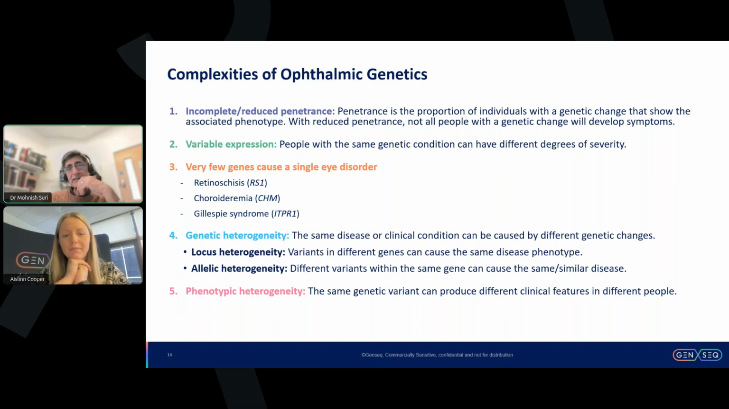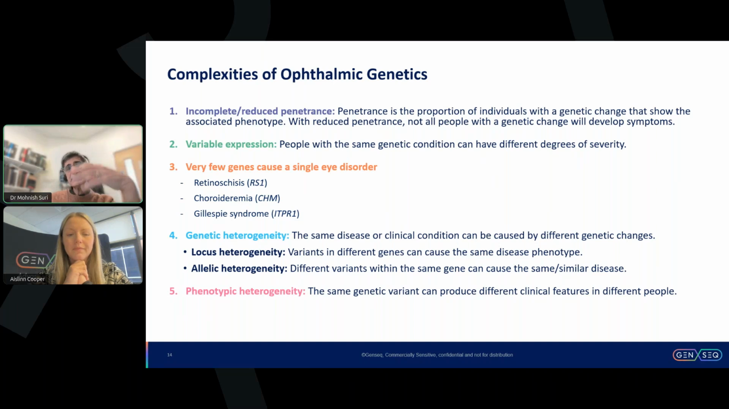The second concept is expression, or variable expression. What that means is that you can have people with the same variant manifesting phenotypes that are slightly different. Perhaps a very good example is neurofibromatosis type 1, which I'm sure you're all aware of. You might have one person with neurofibromatosis with lots of brown patches, cafe au lait patches over their skin, and you might have axillary freckling, you might have sphenoid wing dysplasia.